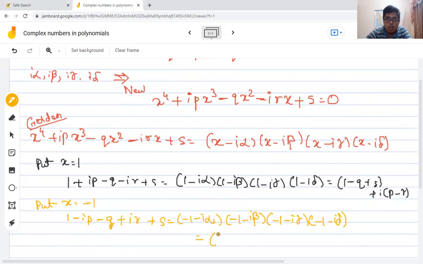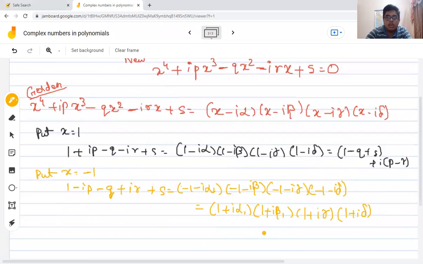So we are going to get 1 plus I alpha times 1 plus I beta times 1 plus I gamma times 1 plus I delta. And this again, if I group the similar terms, the real terms on this side, I'm going to get 1 minus q plus s minus, if I take a minus I common, then I'm going to be left with p minus r.